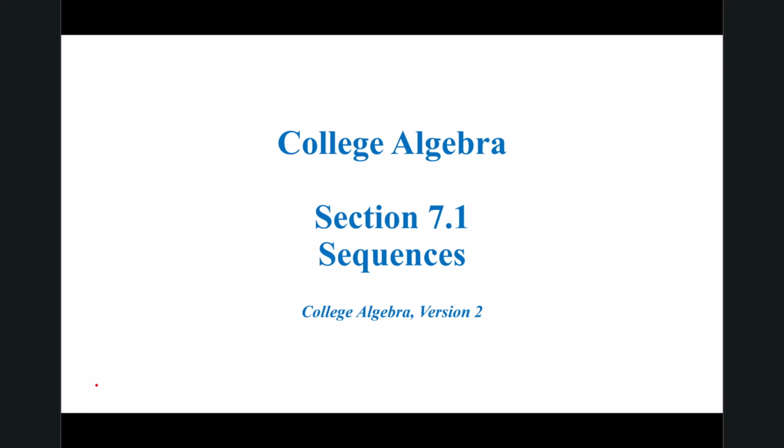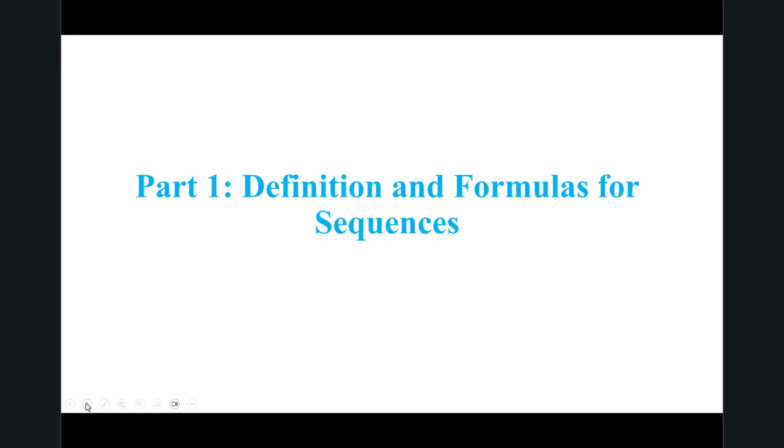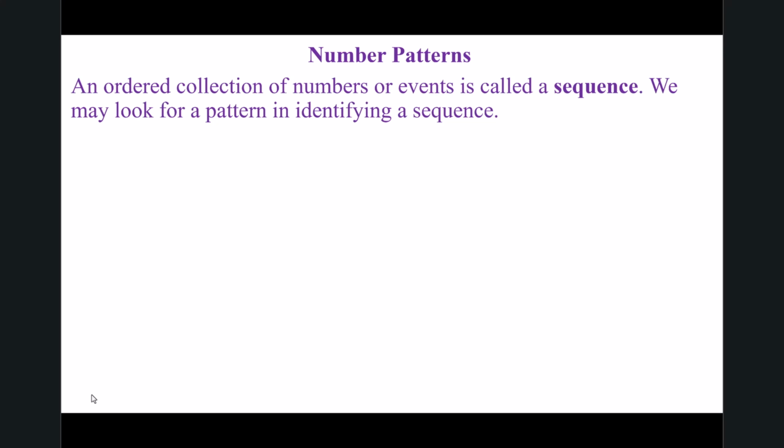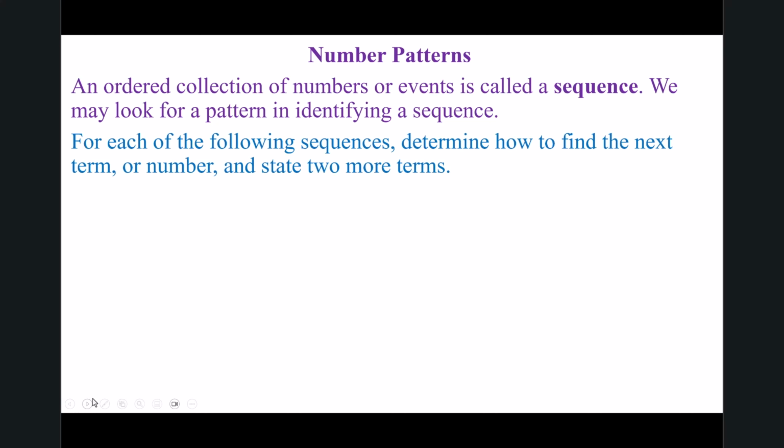Section 7.1, Sequences. Part 1, Definition and Formulas for Sequences. Number patterns. An ordered collection of numbers or events is called a sequence, and we may look for a pattern to identify the sequence. For each of the following sequences, we will determine how to find the next term or number and state two more terms.